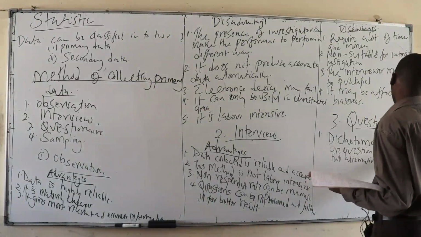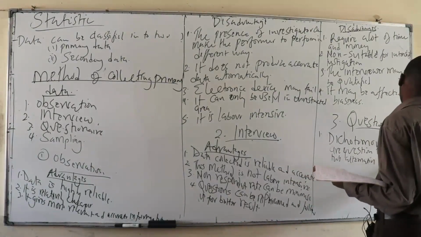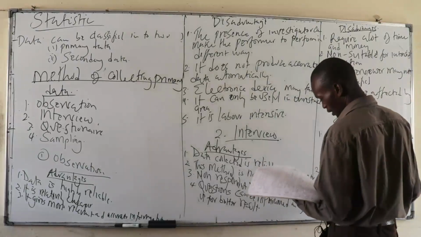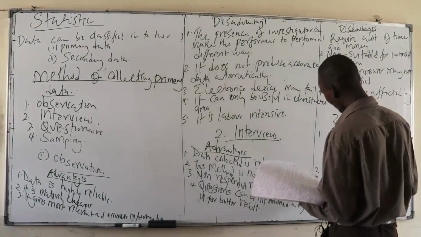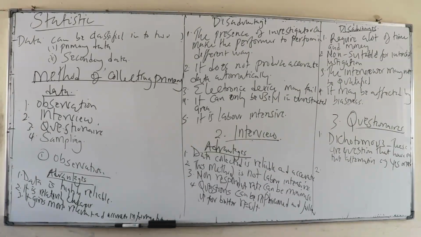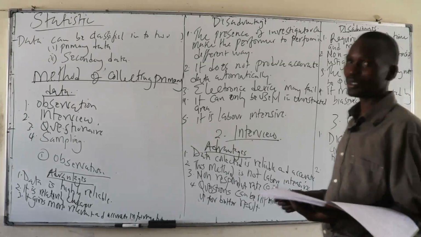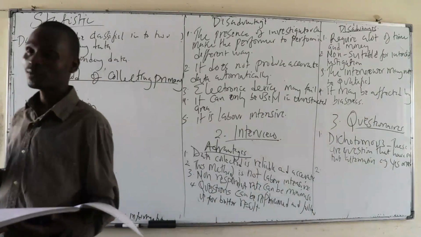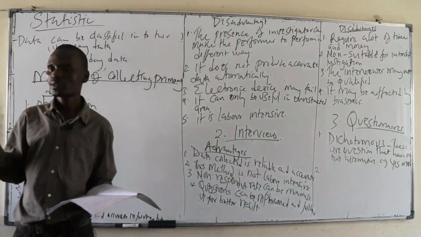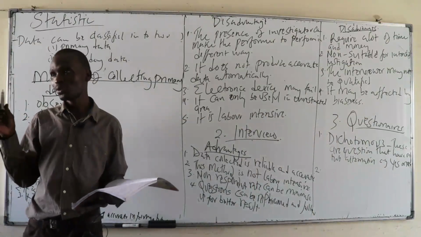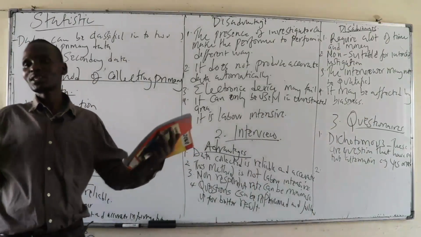E.g., yes or no. So you only have two alternatives. Sometimes we call them closed questions because you are not allowed to give your own information. Are you together? You are not allowed to give your own information, but you only have to answer yes or no. You are only restricted to those two.